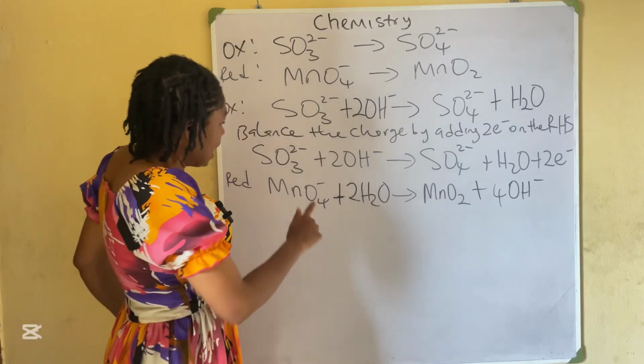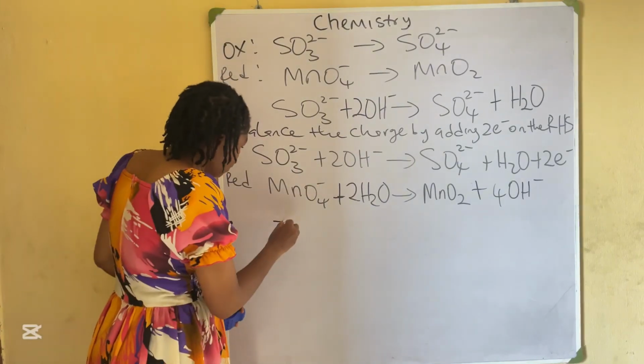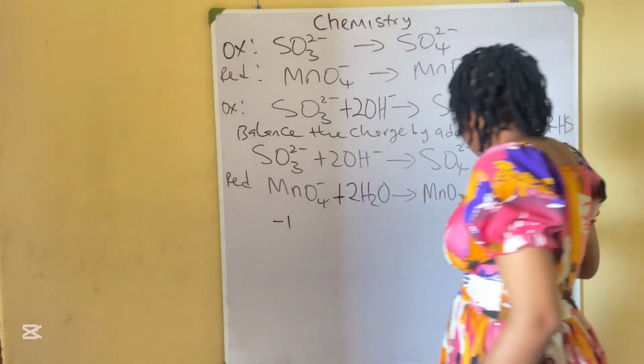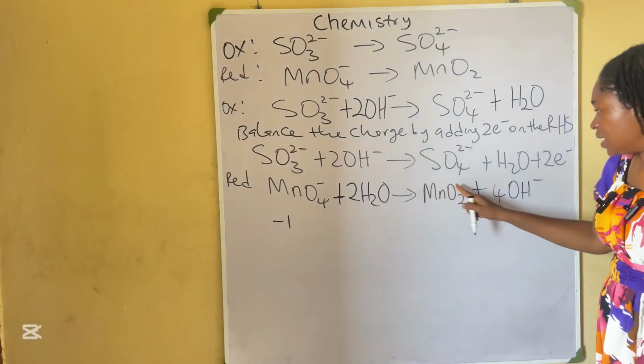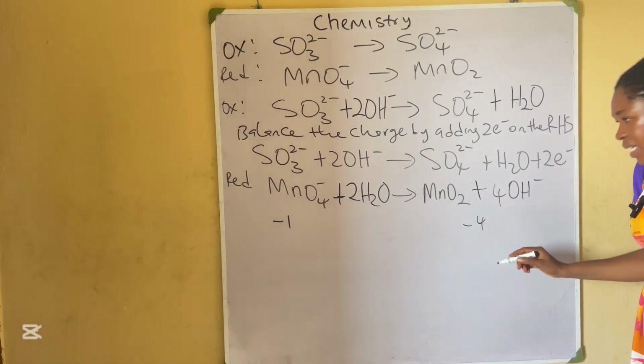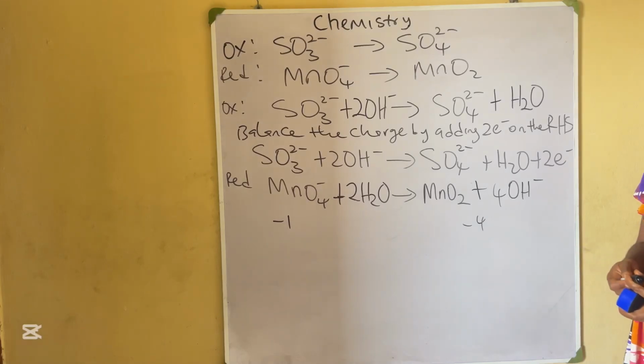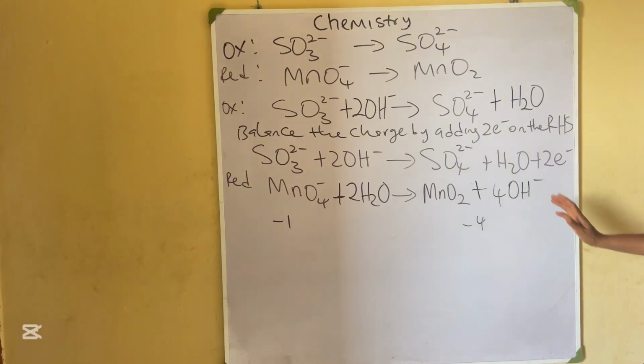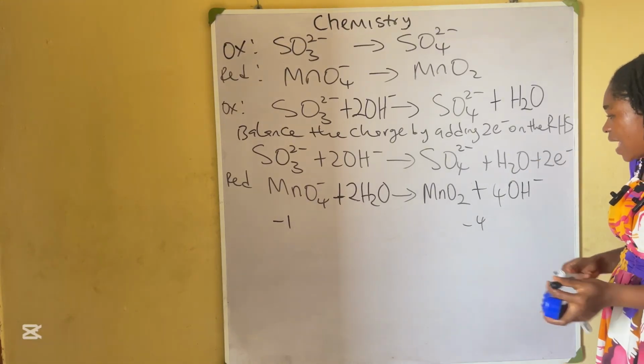So next thing I'm going to do is to balance the charge. So let's count the charge. I have minus 1 here. Here I have what? This one is 0. Water does not have any charge. This one, no charge. 4 times minus, that's minus 4. You can say the charges are not what? Balanced.